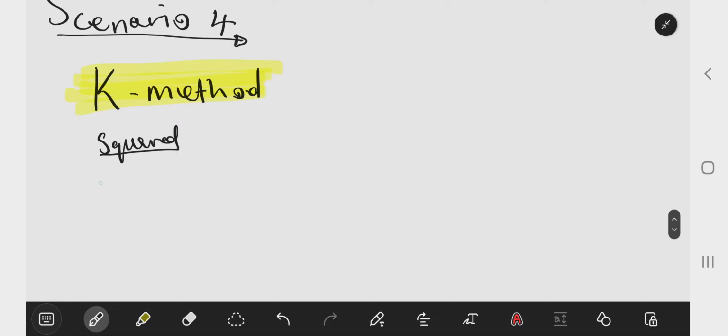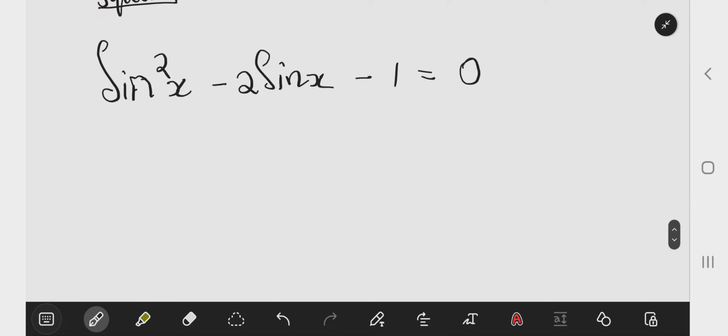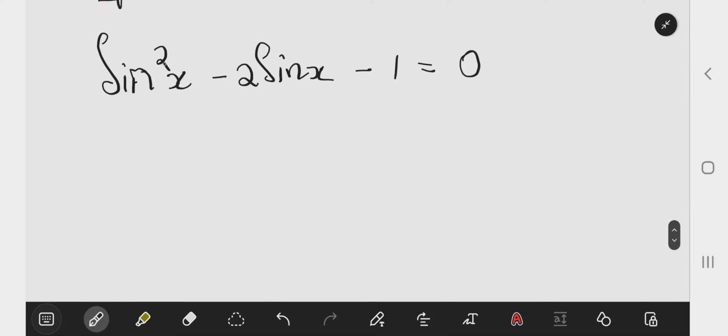Okay, for example nakungathiwa sine squared x minus 2 sine x maybe plus 1 is equal to 0, right? Or let's say minus 1 is equal to 0. All right, so the fact yokuthi kuna squared la ecaleni kusho ukuthi kumele sisebenzise i-k method.